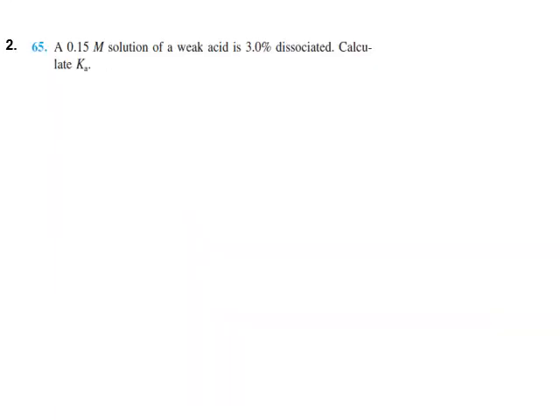So next slide. All right, so now this is something we have not done. A 0.15 molar solution of a weak acid is 3% dissociated. Calculate Ka. The way that you have to do this is kind of a trick.